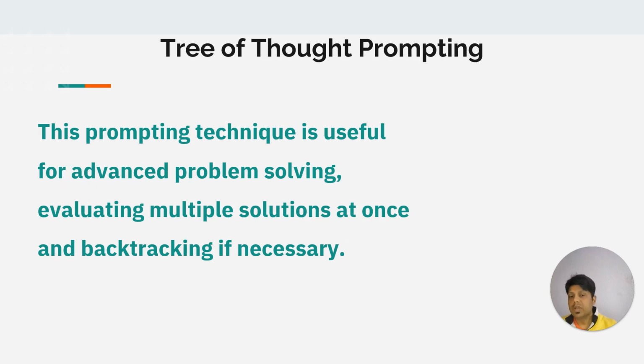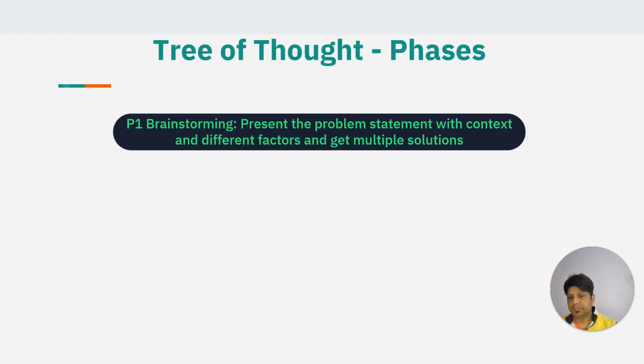So let's start. So what is tree of thought prompting? It's a useful technique for advanced problem solving where you ask ChatGPT to come up with multiple solutions, and then you ask ChatGPT itself to evaluate those solutions, and then based on the evaluation you ask ChatGPT to go further deeper and provide you the best solution. Let's understand how it works.